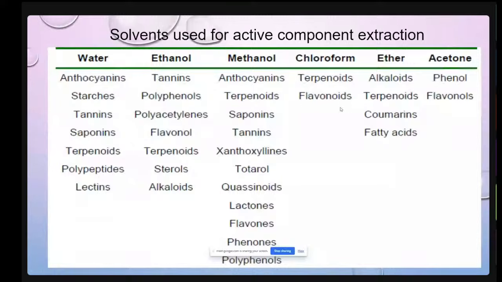Flavonoids also can be extracted from chloroform and sometimes with other solvents. It depends on the type of the component, because flavonoids are very varied components. We have more than thousands of types of flavonoids. So sometimes they can be extracted from chloroform, sometimes from ethanol or methanol.